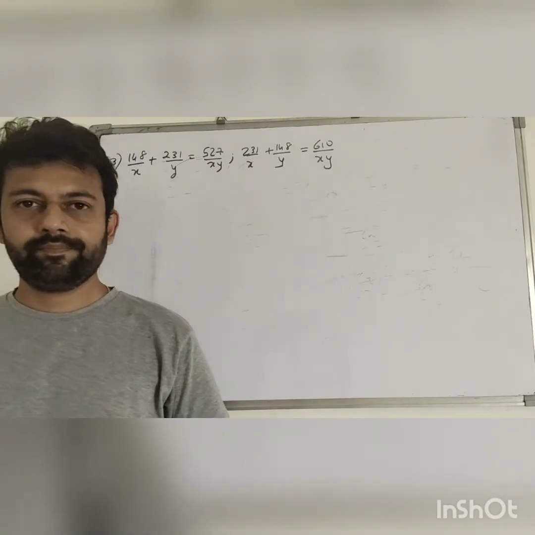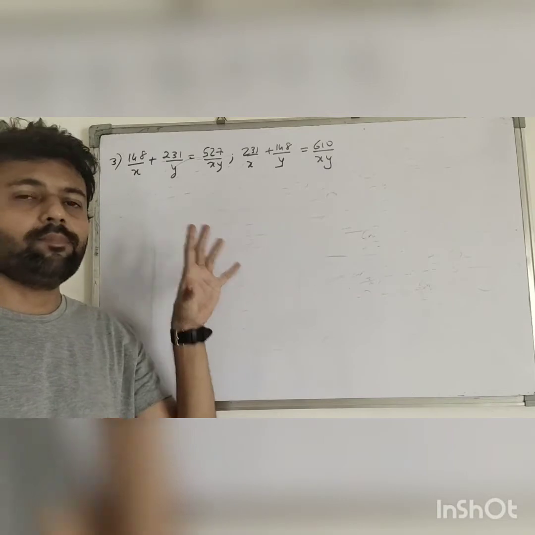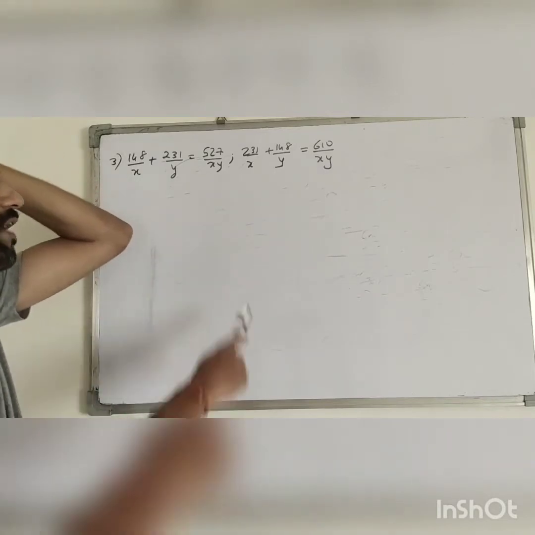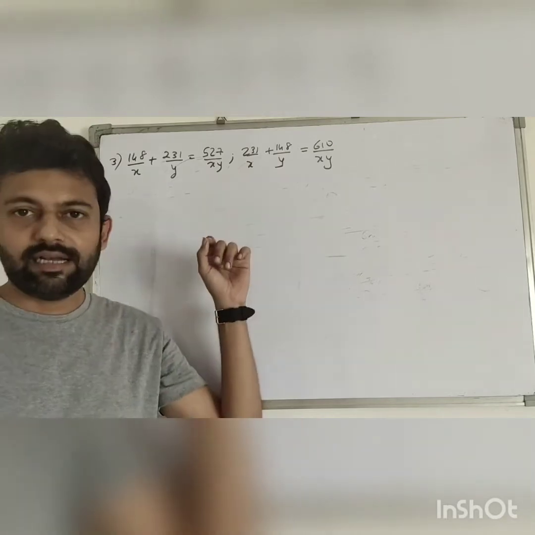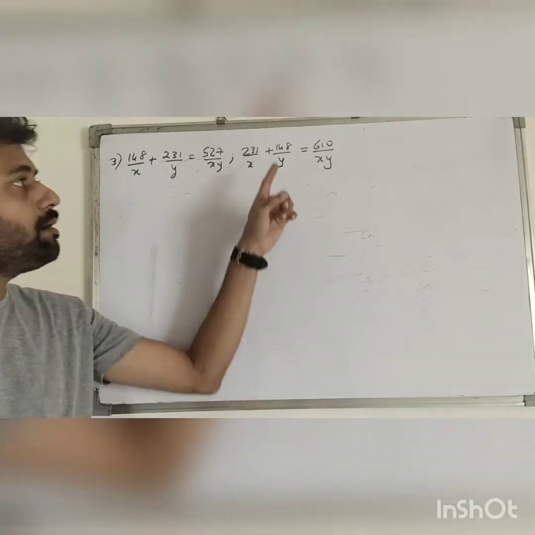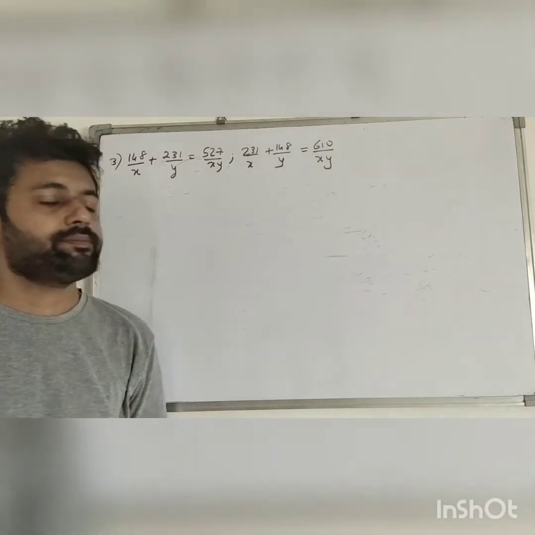Third sum. 148 upon x plus 231 upon y is equal to 527 upon xy. 231 upon x, that is the second equation I have started reading, plus 148 upon y is equal to 610 upon xy.